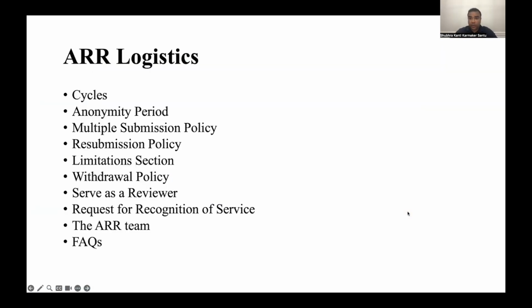All right, now let's get back to some of the logistics issues with ARR. I'll be mostly talking about the ARR cycles, the anonymity issues with ARR, multiple submission policy of ARR, resubmission policy of ARR, limitation section requirements for ARR, withdrawal policy from ARR, how you can serve as a reviewer, and how you can request recognition of service. And finally, I will introduce you to the ARR team.